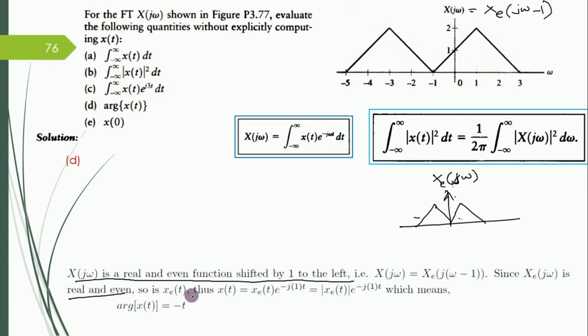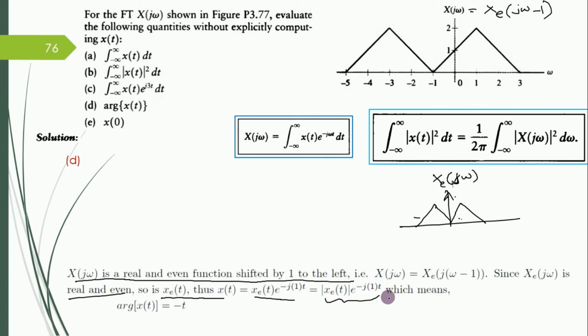When it is real and even, your time domain signal will also be real and even. Thus, x of t is nothing but xe of t e raised to minus j of 1t. It can also be written as magnitude of xe of t times e raised to minus j 1t.